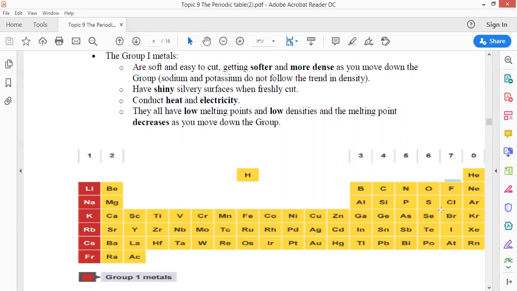Again, fluorine and chlorine what? Gases. Bromine? Liquid. Iodine is? Solid. So what about color as you go down? Color will be deeper, darker. Yes, exactly. So iodine is a black solid. Yes, exactly.